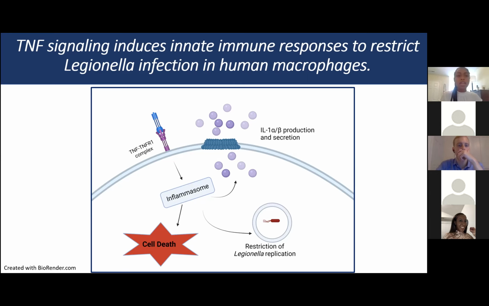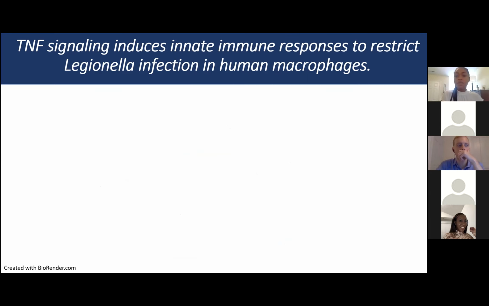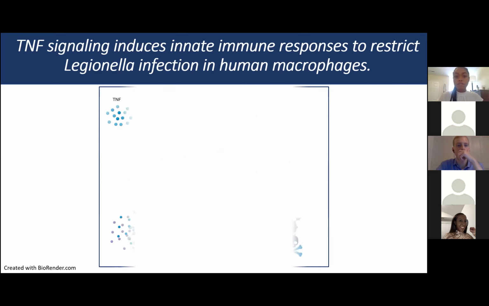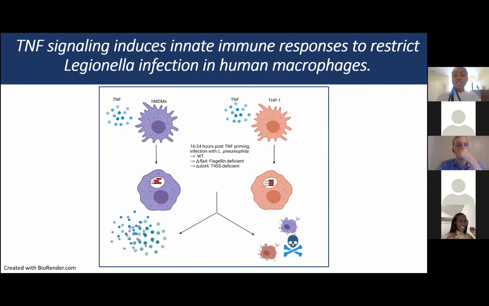So to understand how TNF signaling restricts Legionella infection in macrophages, I utilized two distinct strains of Legionella 16 to 24 hours post TNF priming, which is exogenous TNF placed in the cells. We utilize readouts of cytokine secretion and cell death as indicators of an effective immune response to Legionella.